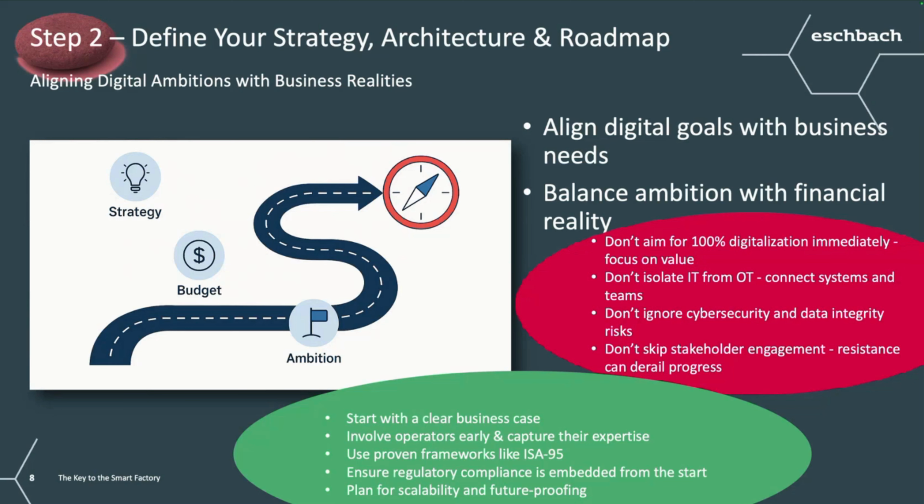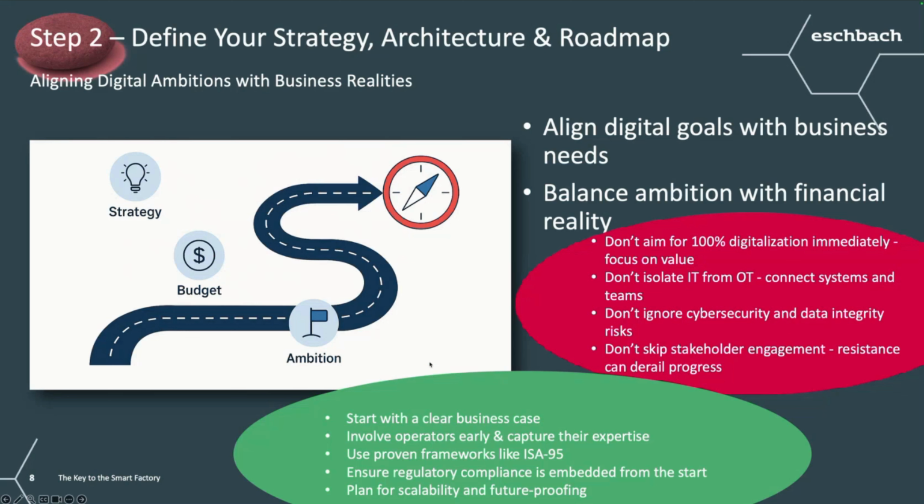Involve the operators, as mentioned. They can derail the process if there's resistance. Capture their expertise; there's usually a huge amount of experience on the shop floor. Use proven frameworks. We mentioned ISO 95 already. And ensure that whatever you're going to implement, and we're talking about GMP processes here, regulatory compliance is embedded right from the start. That is nothing that you can just add on top once you have installed your digital systems.